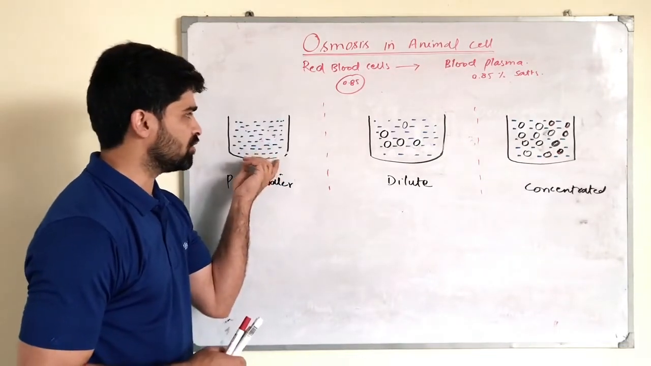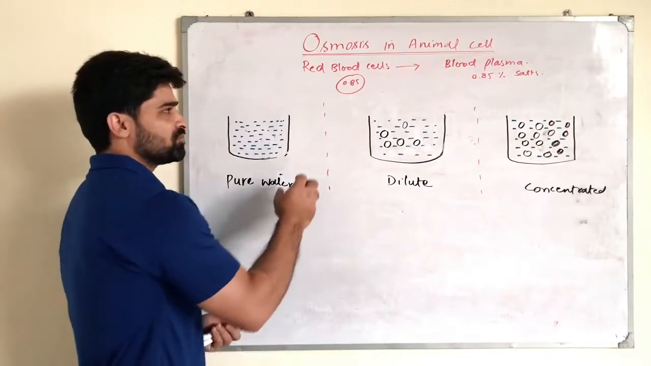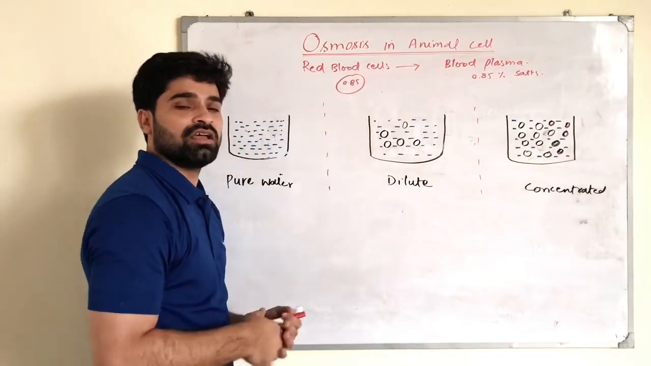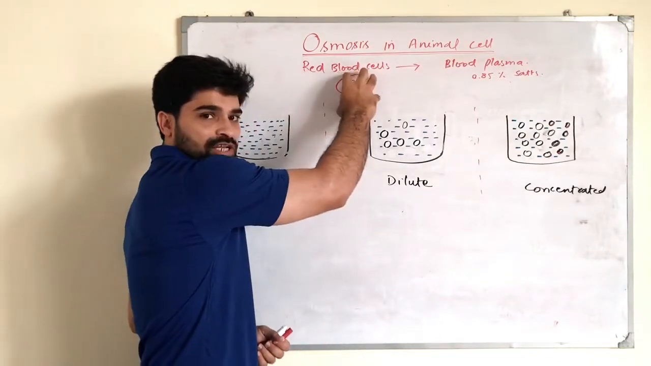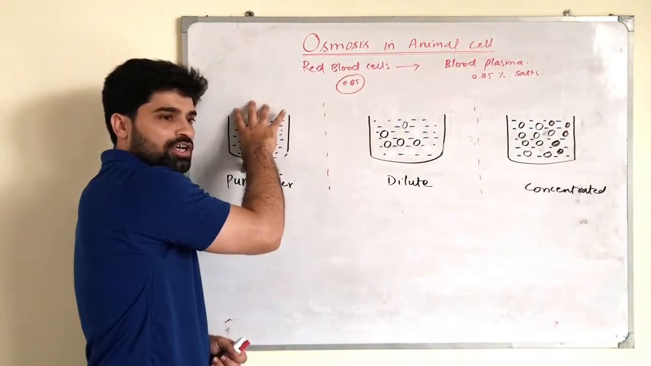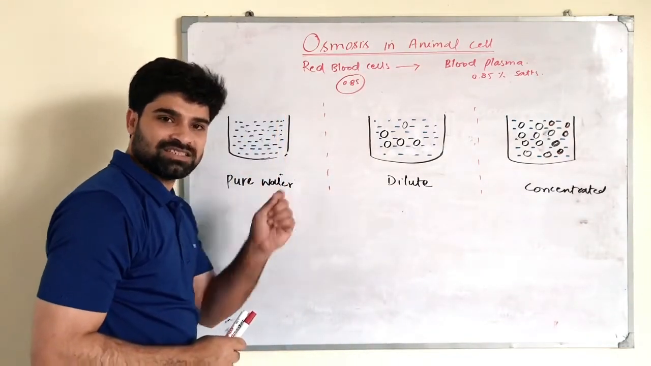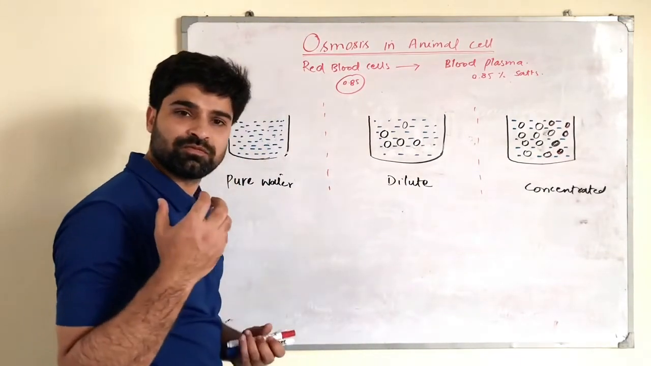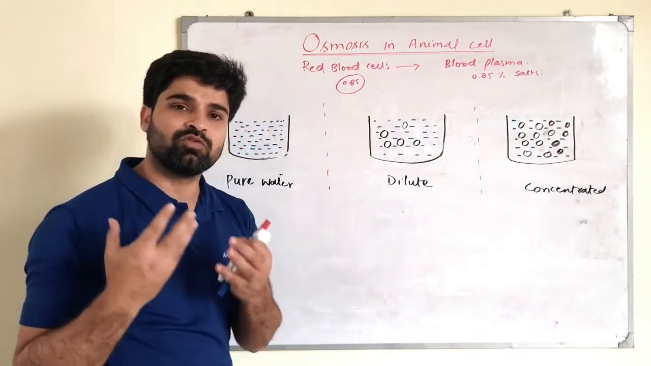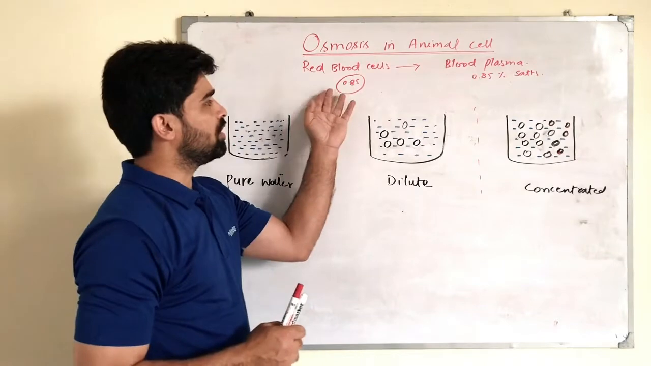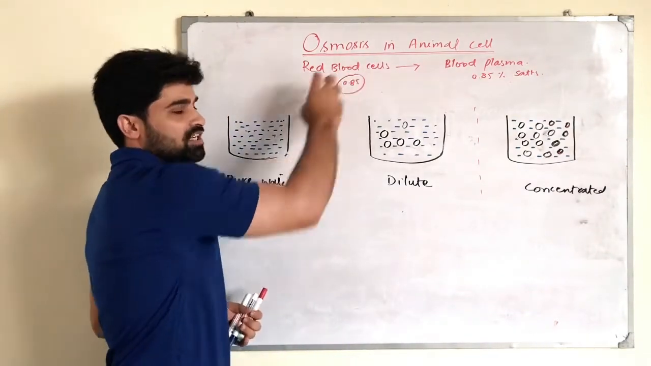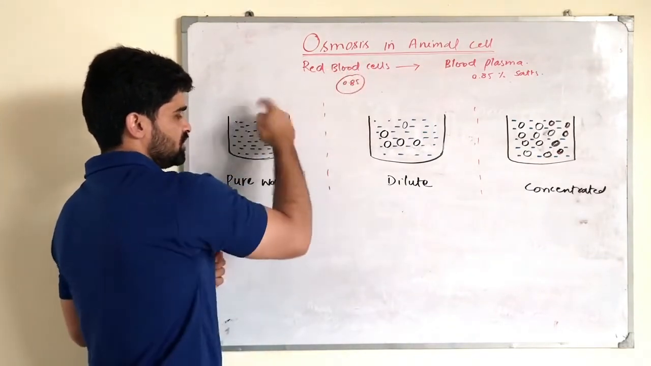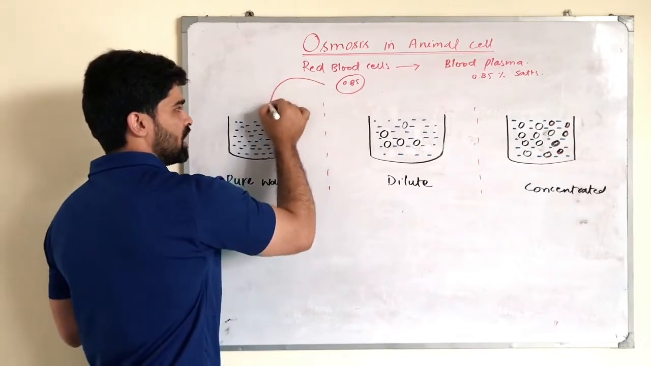Before I go into the detail of this example, let me explain that if the red blood cells are more concentrated on the inner side, that means they have a low water potential. And pure water has the maximum water potential. That means in pure water, the water molecules can move more freely as compared to the water molecules present inside the red blood cells. So, if we put the red blood cells inside pure water, what will happen?